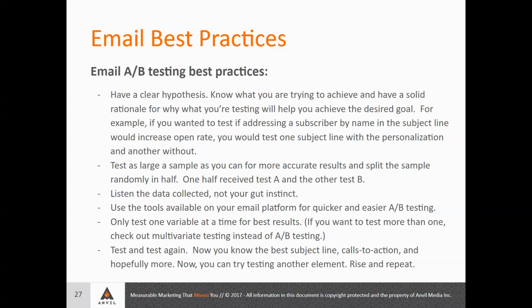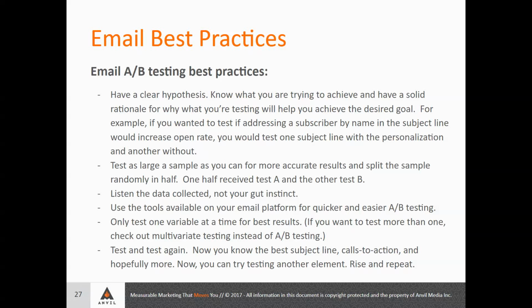And listen to the data collected, not your gut instinct. So even if you think one might work better than the other, definitely listen to the data, and make sure you're basing your winner on what the actual data was, not what you necessarily thought it would be. And use the tools available on your email platform for quicker and easier A/B testing. Most platforms out there have some pretty great tools to test templates, colors, and links. So use the tools you have available.